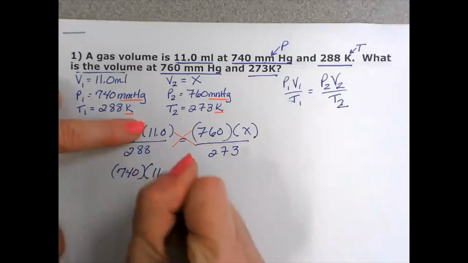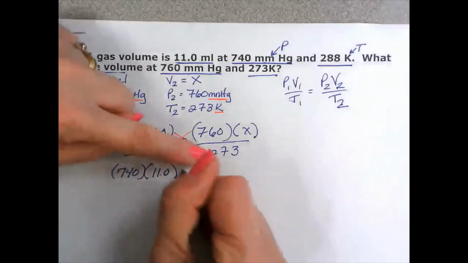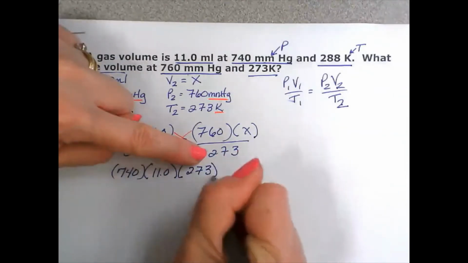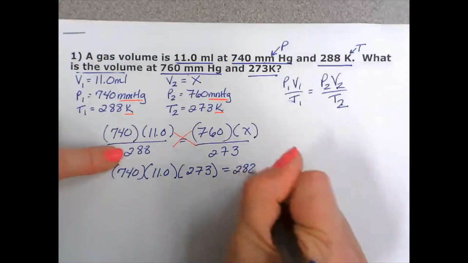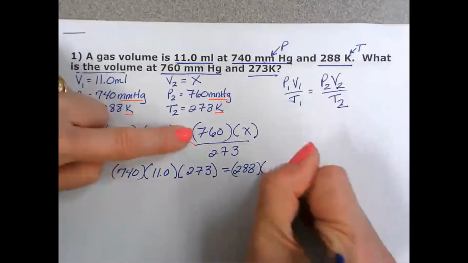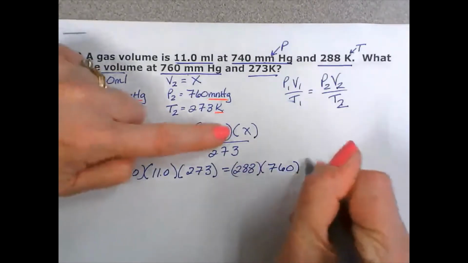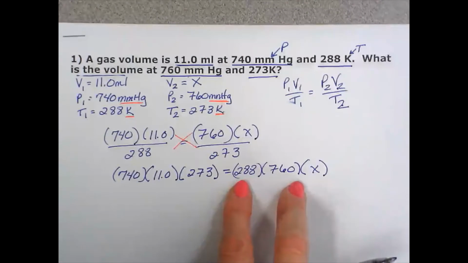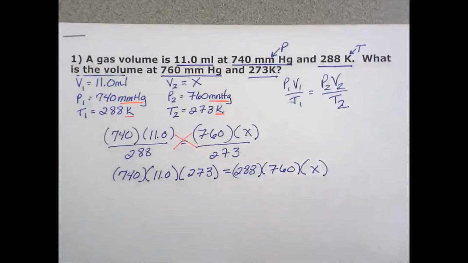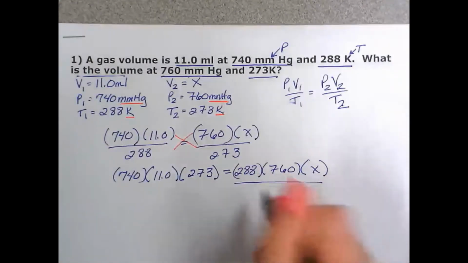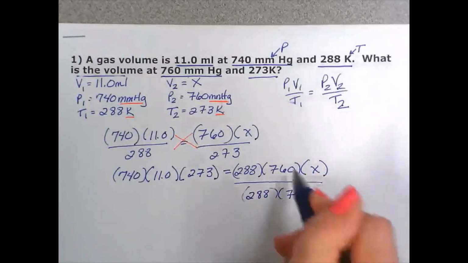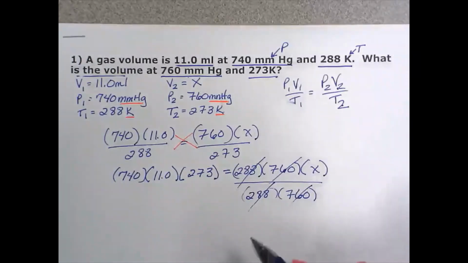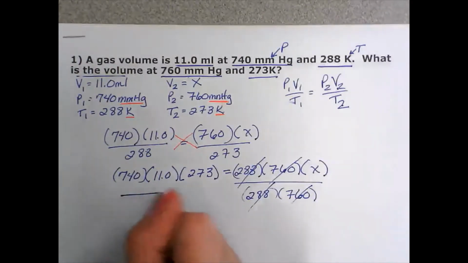So we have 740 times 11.0 times this denominator of 273. That's going to be equal to this denominator, 288, times this numerator, which would be 760 times x. So how do we get 288 and 760 from the right side over to the left side? So we're going to divide by 288 and 760, and they're going to cross out on this side. Whatever we do to one side, we have to do to the other side.